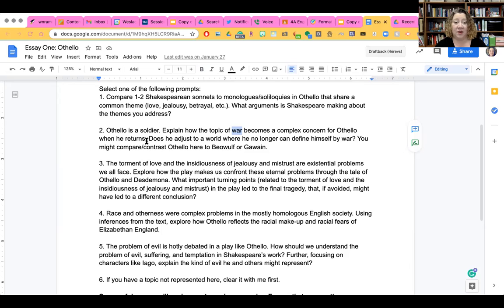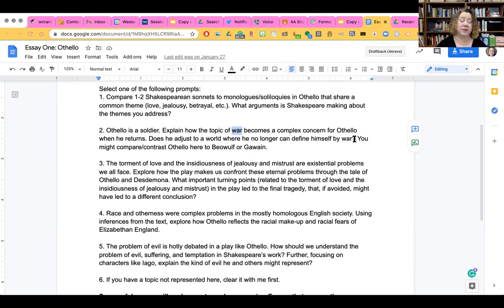He is settling down. He's in a world where he no longer can define himself by war, especially after they go to Cyprus and there's not going to be a war. So the suggestion is there that maybe that's part of Othello's problem, is the domestic life. And so you can explore that. They even suggest that if you wanted to, you could compare Othello as a warrior to Beowulf or even Gawain. You could do a compare and contrast in that aspect.